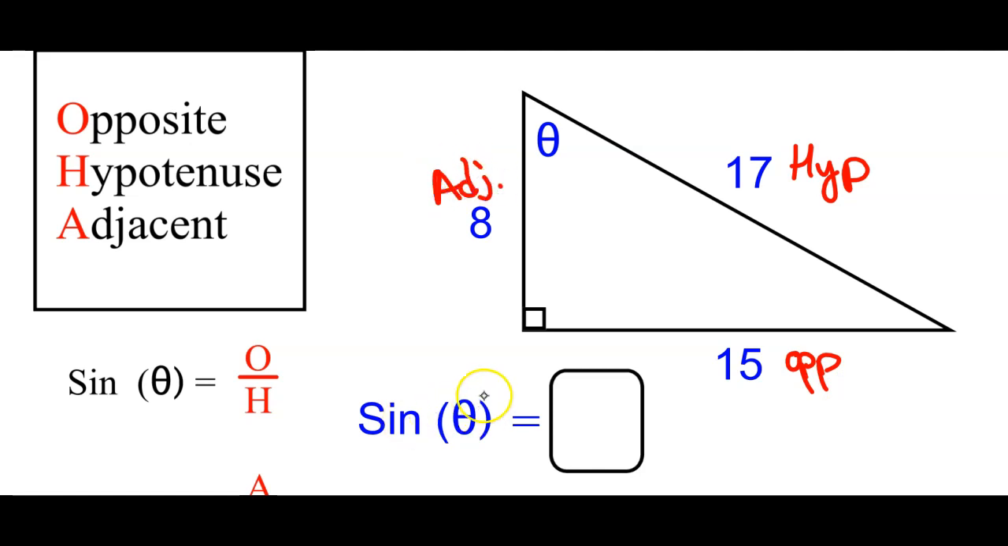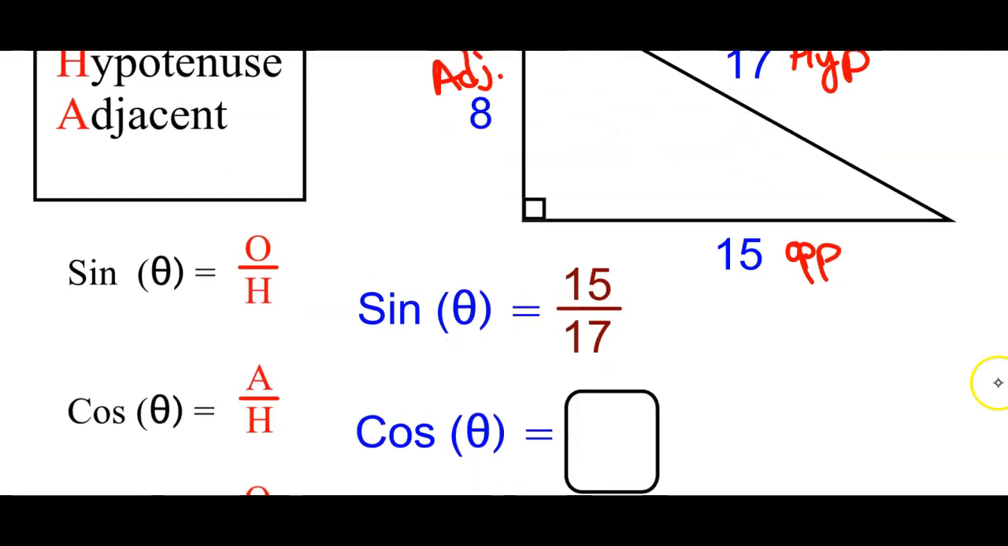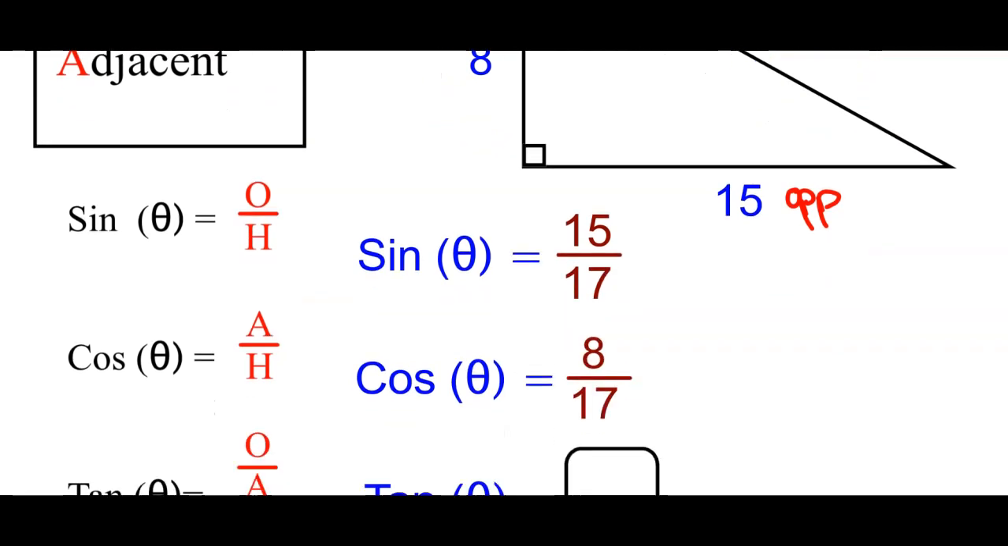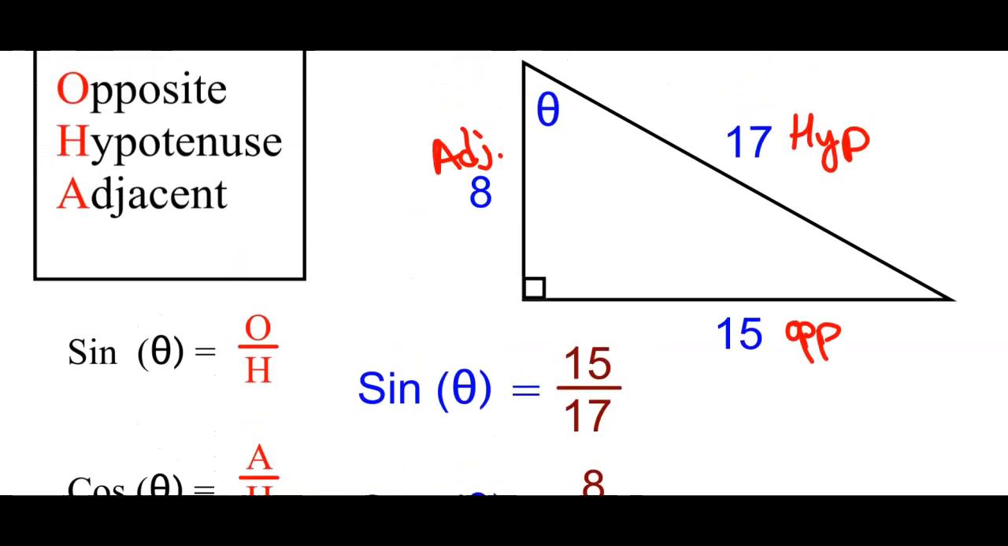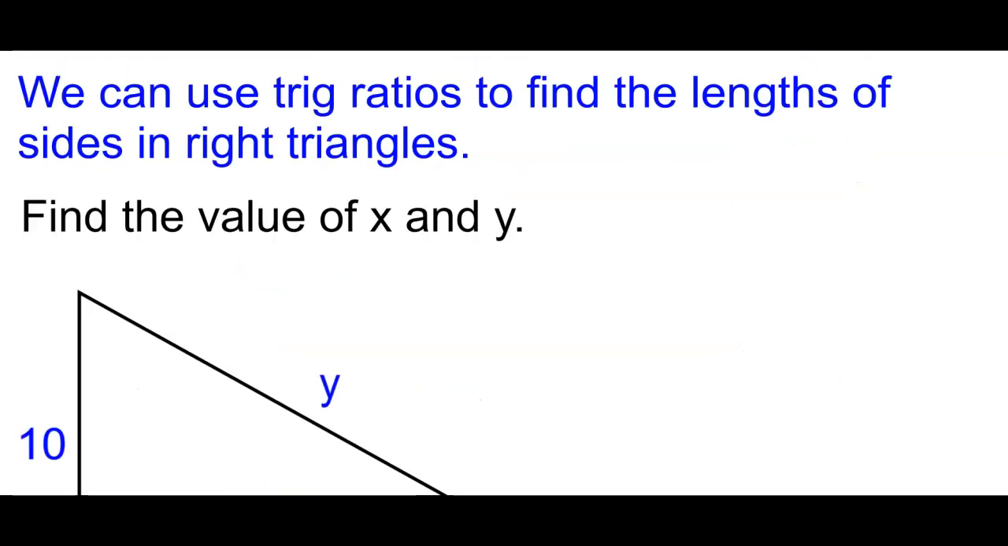So now when I'm talking about sine, I'm talking about 15 over 17 because I moved where theta was. So you always got to pay attention where theta is. Always label your sides. The cosine is the adjacent. And then the tangent is 15 over 8 this time. So that switched around too. So where theta is makes a difference.